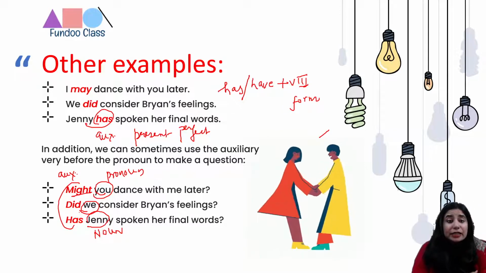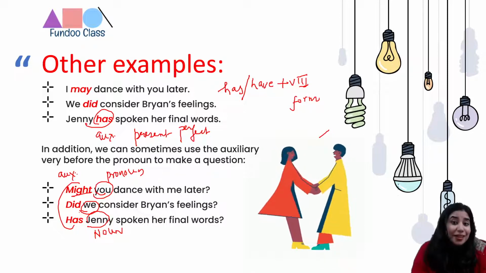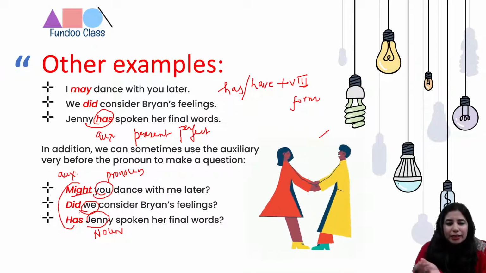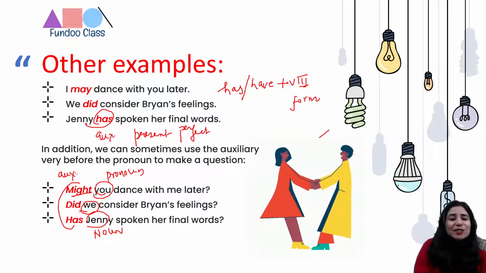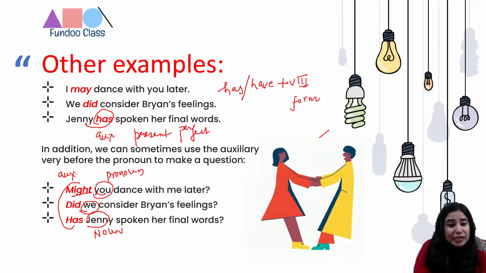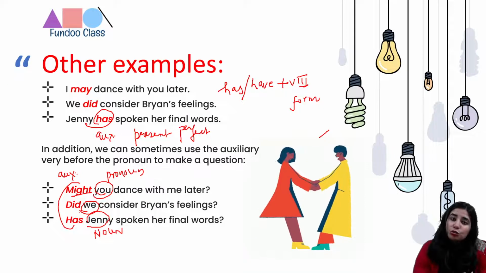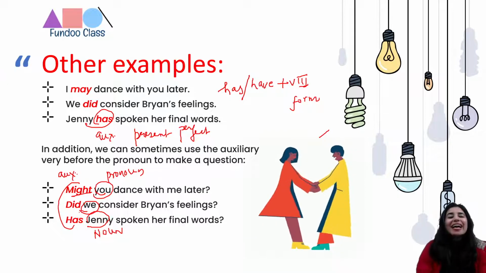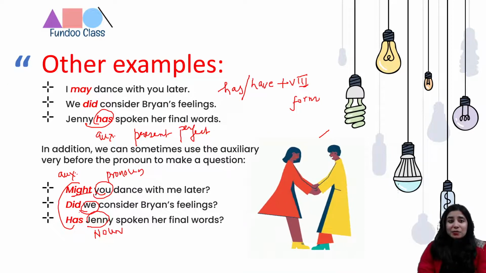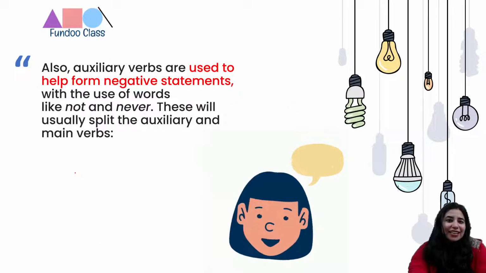So let's see the examples. Might you dance with me later? So I'm asking you, right? So yeah, these both have agreed, I think. Did we consider Brian's feelings? Has Jenny spoken her final words? So we can see how auxiliary verbs are also used to create questions, right? I hope we are sorted with the concept, everybody. So quickly give me a thumbs up if you're good to move ahead.